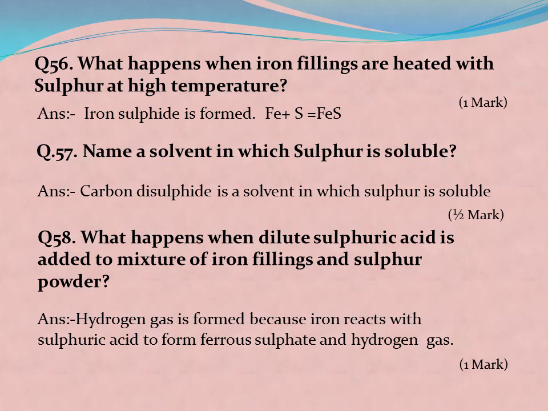Question number 58. What happens when dilute sulfuric acid is added to mixture of iron fillings and sulfur powder? Answer. Hydrogen gas is formed because iron reacts with the sulfuric acid to form ferrous sulphate and hydrogen gas.